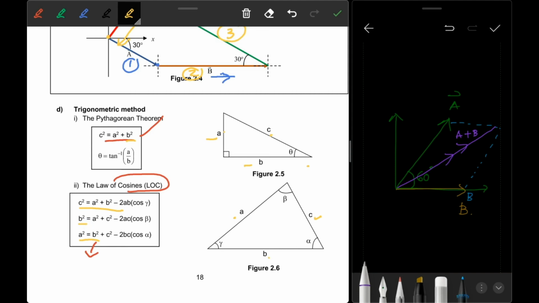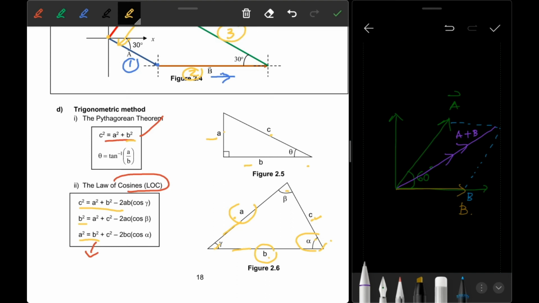Okay. So here is the angle between this line and this line, gamma. Okay, look at here, you can see here. If you want to find C, you have to use this angle. If you want to find B, you have to use this angle. If you want to find side A, you have to use this angle.